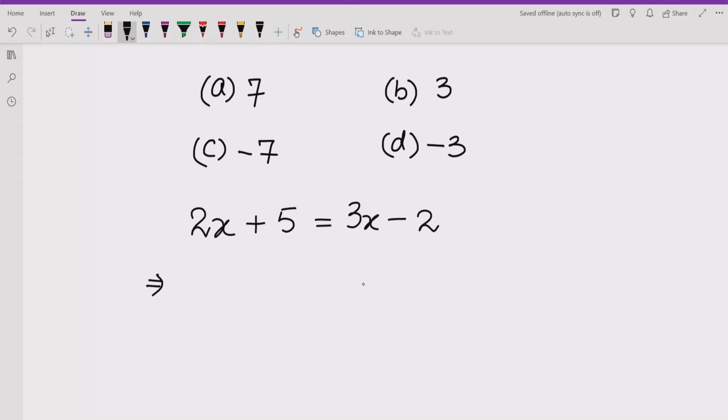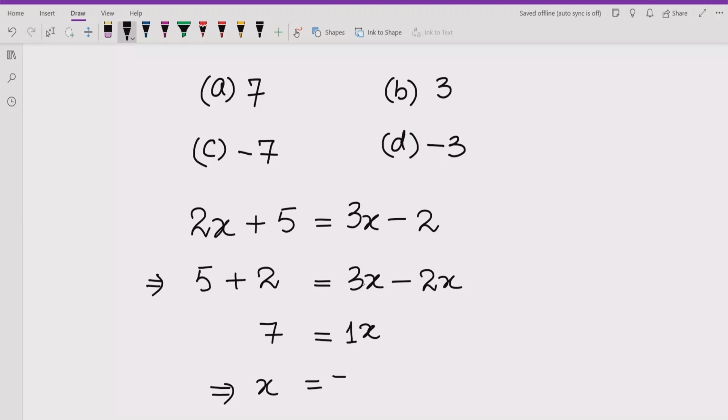So here we have 5, so we will put 5 here, and minus 2 we will put here as plus 2, and here 3x, and this sign will be changed because we shift it to the other side. So here is 2 minus 2x. Now we have 5 plus 2 is 7, and 3x minus 2x is x. So this will be 1x. So the value of x is 7.